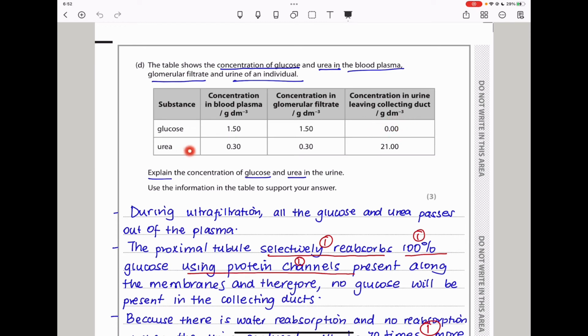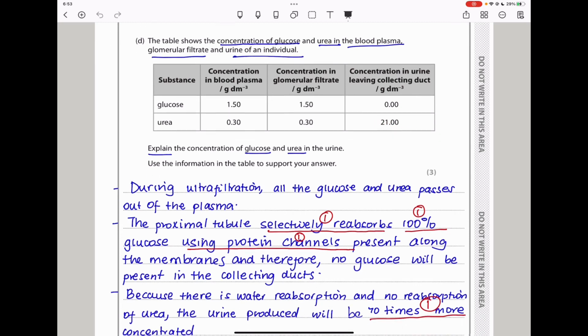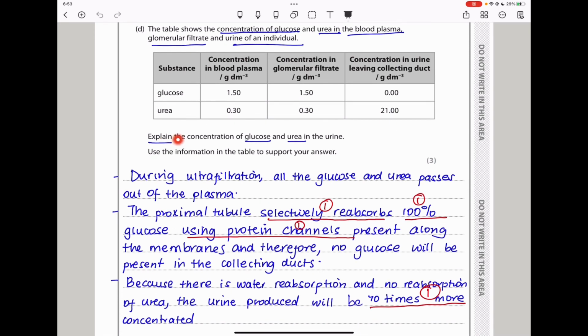Now for urea, we can see in the blood is 0.3, in the glomerular filtrate is 0.3, and in the urine is 21 gram per decimeter cube. This means the concentration is higher because a lot of water has been reabsorbed, so we can see it's a higher concentration. Here the question asks us to explain the concentration of glucose and urea in the urine. Use the information in the table to support your answer.